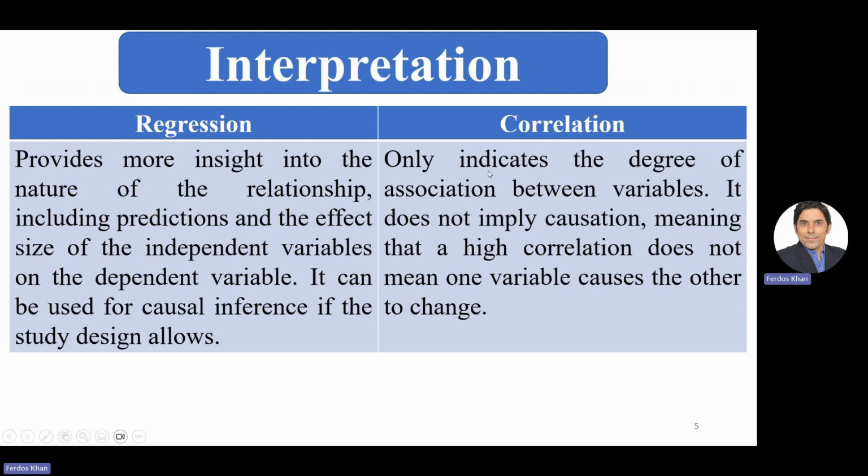On the other hand, correlation only indicates the degree of association between variables. This just gives you a single value, and you can see how much these variables are correlated and in which way, positive or negative. It does not imply causation, meaning that a high correlation does not mean one variable causes the other variable to change. There is no concept of this because there is no independent and dependent variable. So this is another difference between the two concepts.